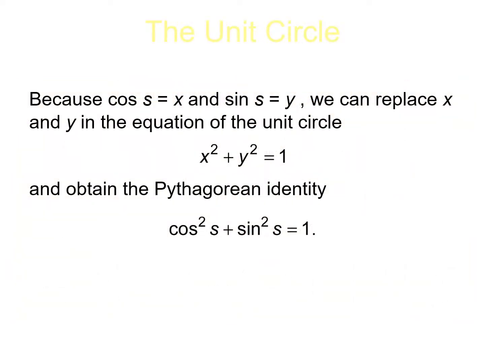Now, because cosine of s is equal to x and sine of s is equal to y, we can replace these in the unit circle equation x squared plus y squared equal to 1 to get cosine squared of s plus sine squared of s is equal to 1.